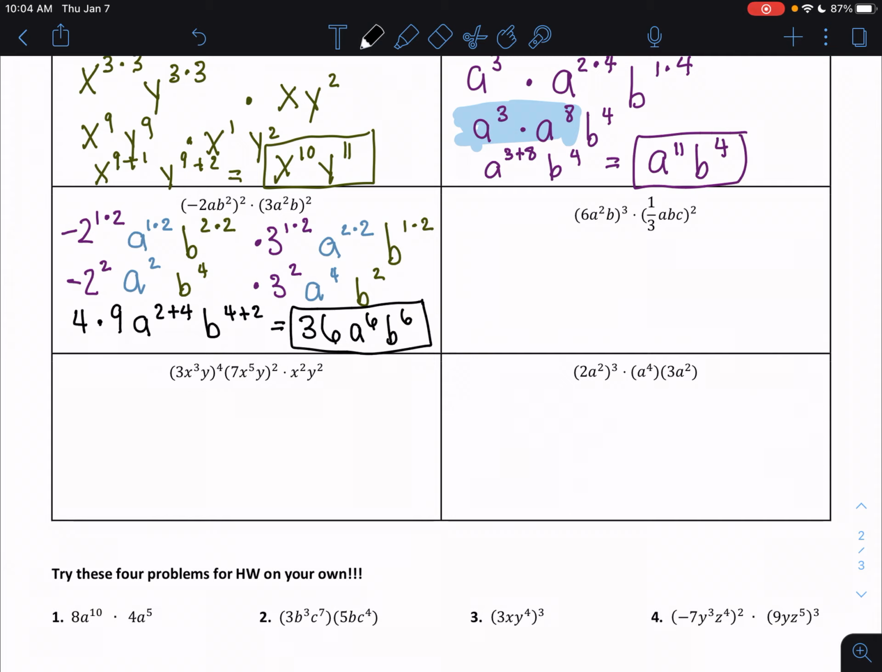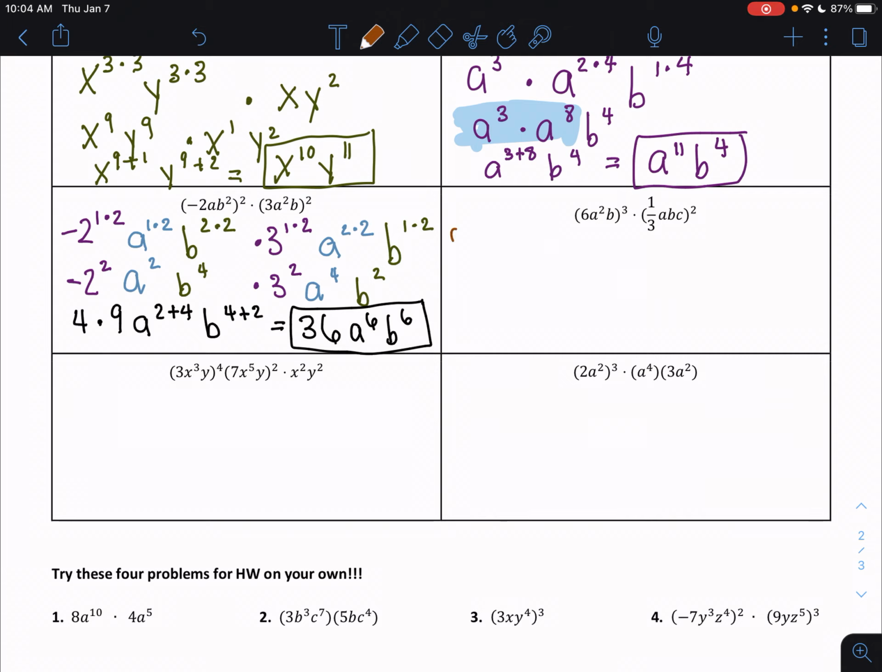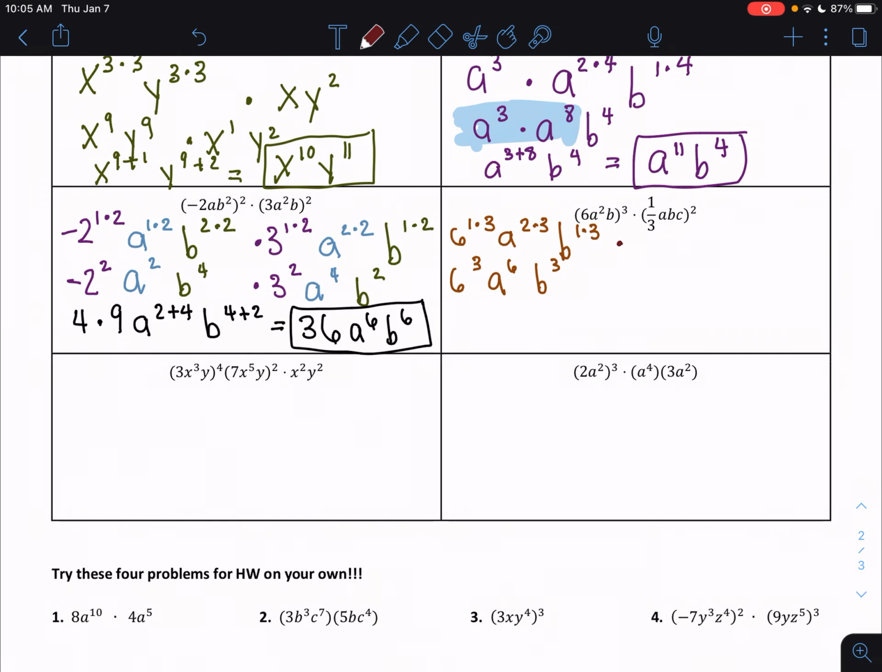All right, let's try this next one. It has a fraction in it, but don't let that scare you away. So we have 6 to the 1 times 3. A to the 2 times 3, b to the 1 times 3. Let's go ahead and simplify this side down first. So 6 to the 3rd, a to the 6th, and b to the 3rd. All right, let's go to our next side.